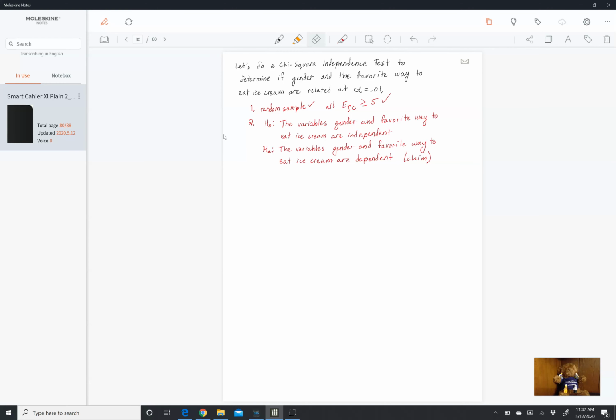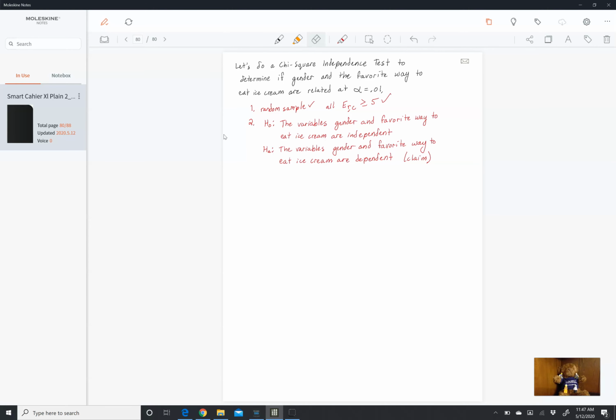But if you're not sure, always make your claim the alternative hypothesis here, okay? Because that way you can support that they're related, or you could say there's not enough evidence to say that they're related, versus supporting that they're unrelated, or versus not being able to support the null hypothesis. You want to be able to say something for sure. So if you can say something for sure, then make your alternative hypothesis your claim, unless it's very clear that that's not your claim. Okay.